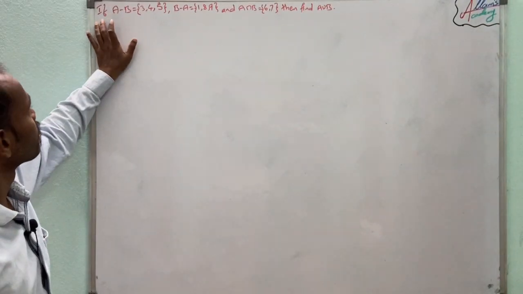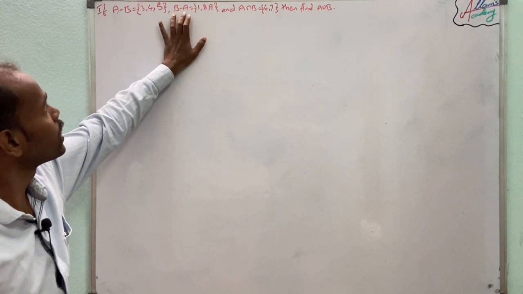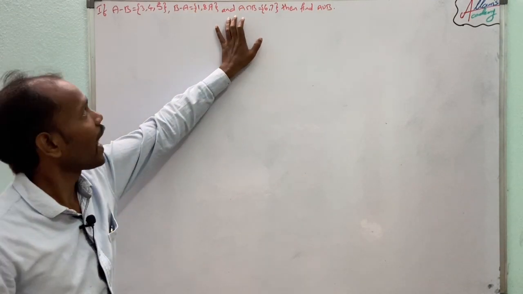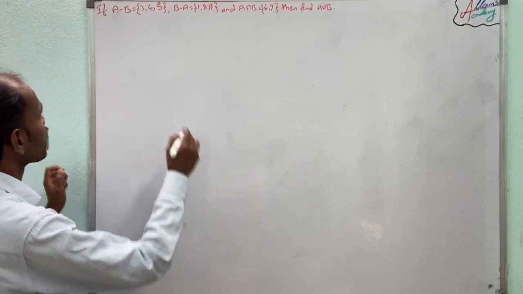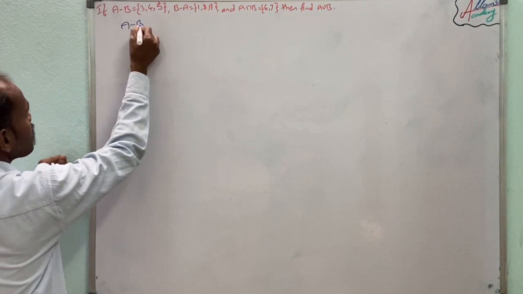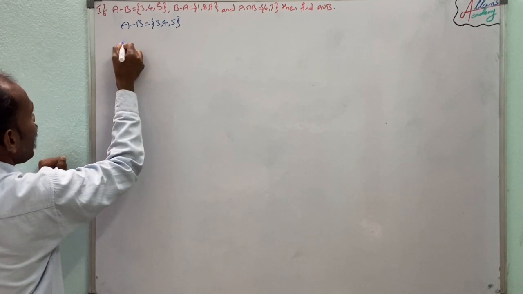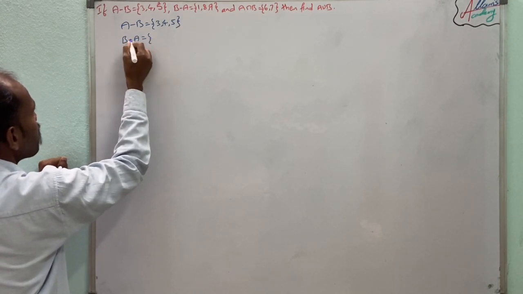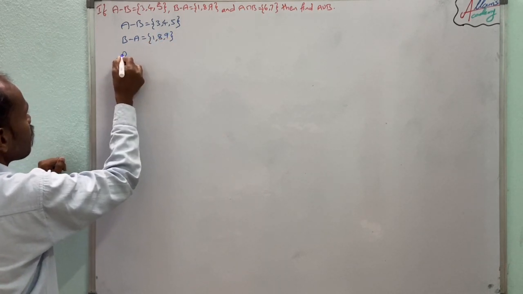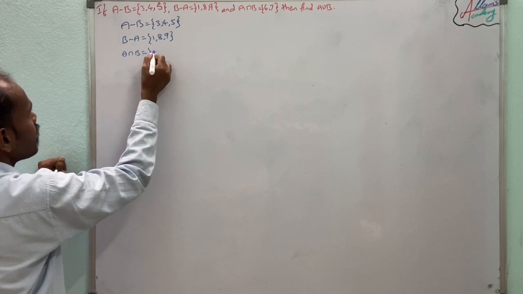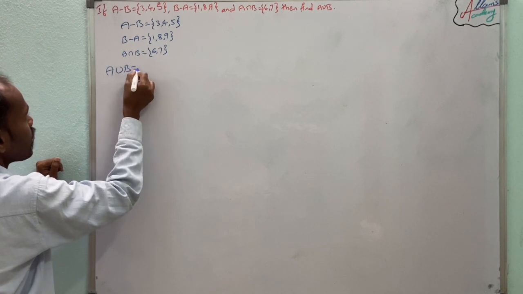Here is a given problem: if the set A minus B has the elements 3, 4, 5, the set B minus A has the elements 1, 8, 9, and the set A intersection B is 6, 7, then find A union B. From the given information, first we write the set A minus B as 3, 4, 5, the set B minus A as 1, 8, 9, and the set A intersection B as 6, 7. We are asked to find A union B.